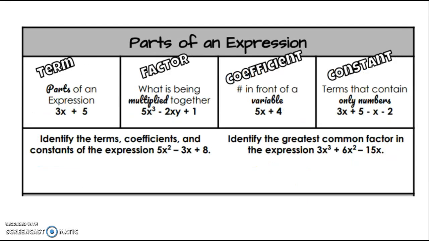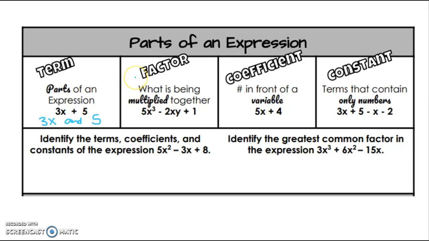We also talked about the parts of an expression. So we talked about things called terms. Terms are your big chunks of stuff. So in this first one right here, 3x is a term, and 5 is another term. 2 terms, that makes this a binomial. We'll get to that in a second.